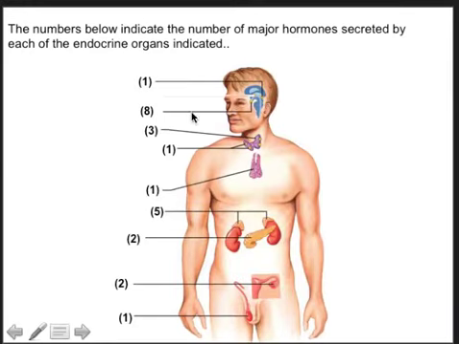Over here, the anterior pituitary, which secretes human growth hormone, prolactin, adrenocorticotropic hormone, luteinizing hormone, follicle stimulating hormone, thyroid stimulating hormone, and there's one other, 6, 7, 8. Give me a second here and it'll come to me.